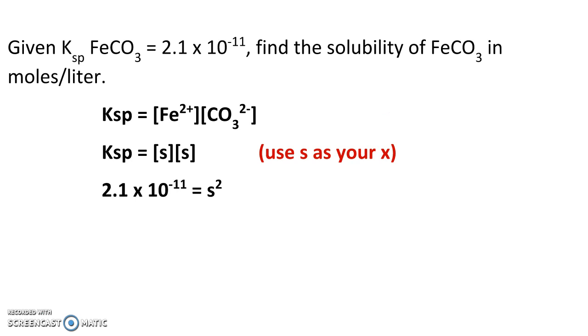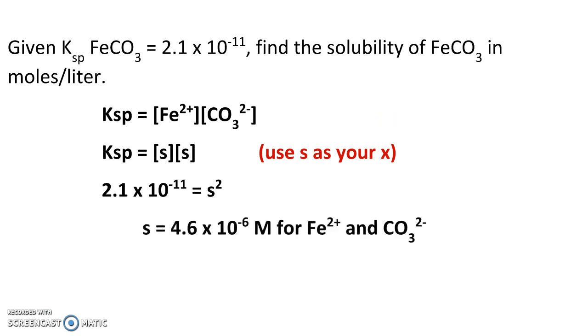So of course, if my Ksp value is 2.1 times 10 to the negative 11th, that's going to be my S squared. Mathematically, you take the square root of 2.1 times 10 to the negative 11th, and you get 4.6 times 10 to the negative 6 molarity. Since S, your X, is in a one-to-one relationship, meaning you have iron(II) and carbonate in a one-to-one ratio, that is essentially your solubility of those ions. And if you look at that number, 10 to the negative 6, that's a pretty small number. Again, we didn't really talk about this before.